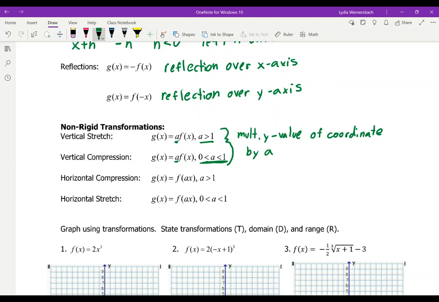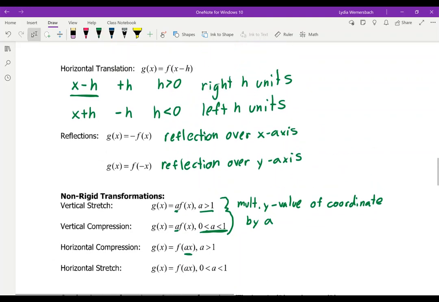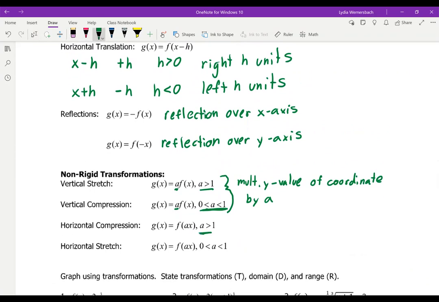Now, when we get into horizontal compressions and stretches, again, when it's inside, it's kind of the opposite of what we think, kind of like with those translations left and right. So when it's on the inside, when that a is bigger than 1, so 3/2, 6, 7/2, whatever, that is actually a compression. So we would think, oh, it's bigger than 1, that's going to be a stretch. But the opposite is actually true. It's a compression.